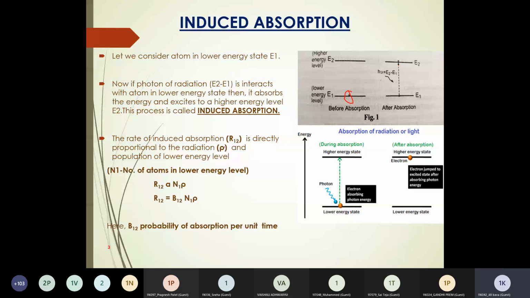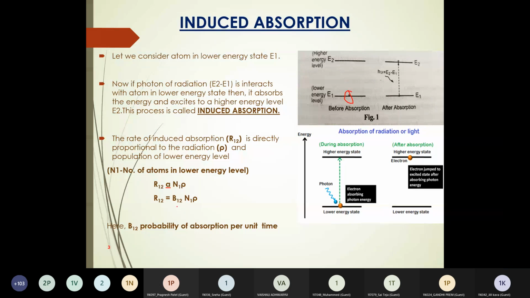The rate of induced absorption, which we denote with R12, is directly proportional to radiation rho and the population of the lower energy level, meaning the number of atoms present in the lower energy level, that is N1. So R12 is directly proportional to N1 and rho. By removing the proportionality, we add one constant, that is B12, which is the probability of absorption per unit time.